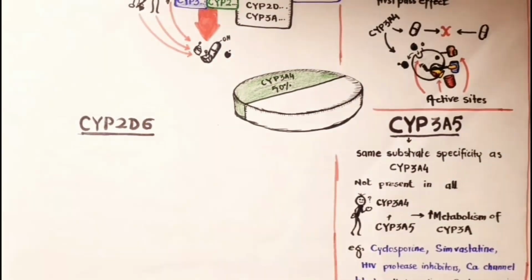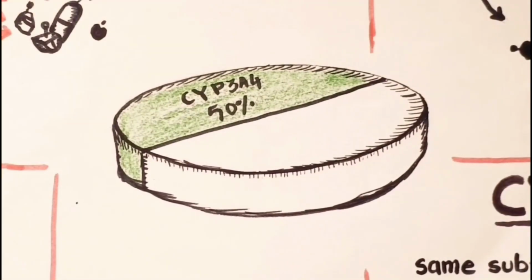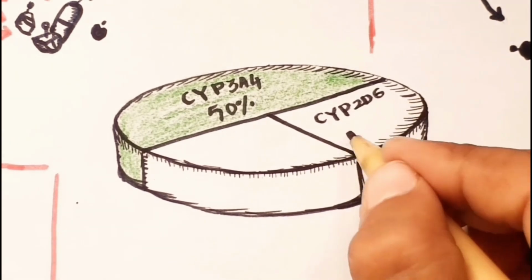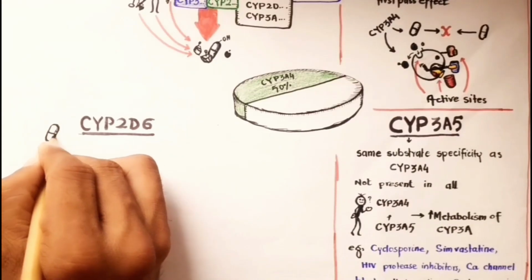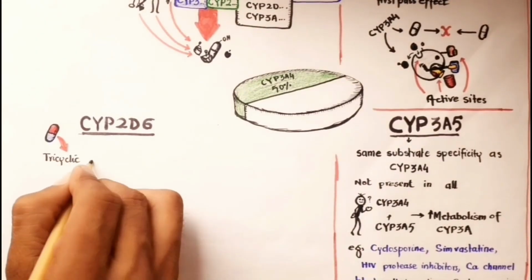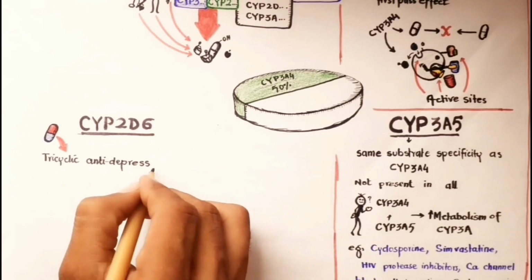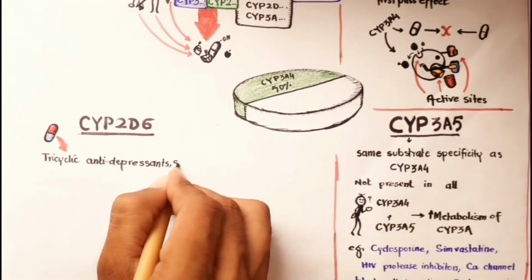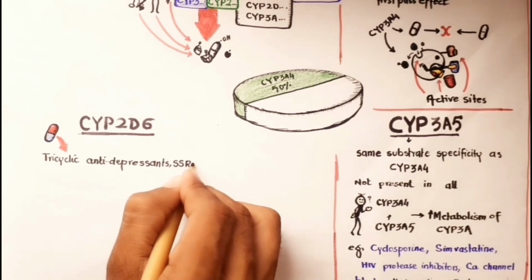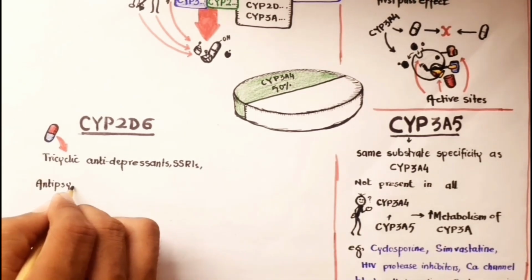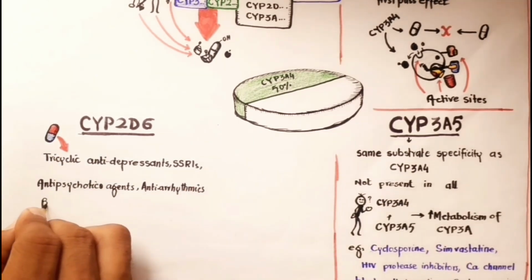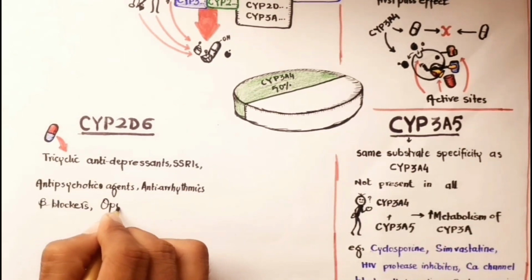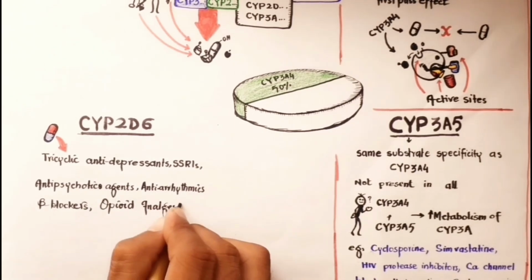CYP2D6 is the next most important CYP isoform, which metabolizes 25% of the CYP-mediated oxidation reactions of drugs including tricyclic antidepressants, selective serotonin reuptake inhibitors, antipsychotic agents, antiarrhythmics, beta blockers, and opioid analgesics.